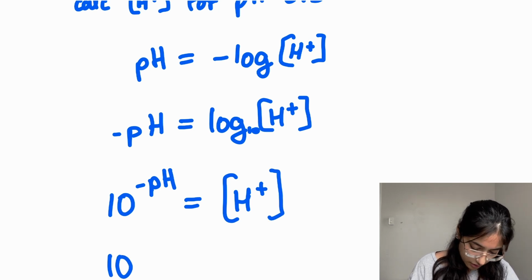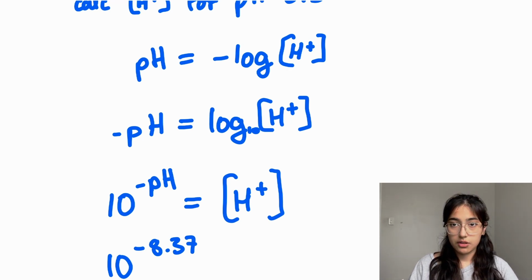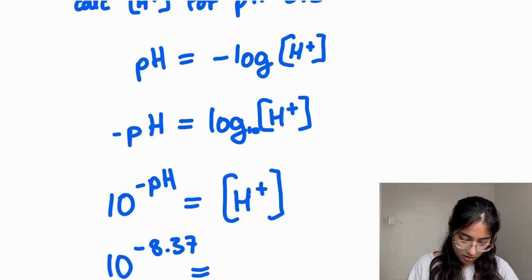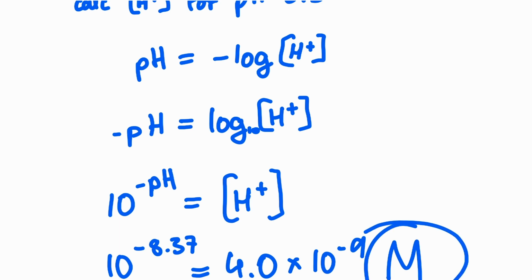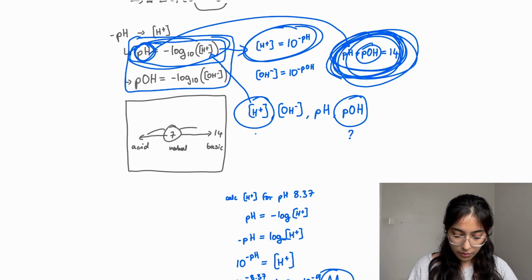And so based on that, you can do 10 to the negative 8.37, and that's just something you can type into your calculator, and then that'll give you the answer, which is 4.0 times 10 to the negative 9, and then don't forget your units. Very important. Okay, sweet. Hopefully that all makes sense.